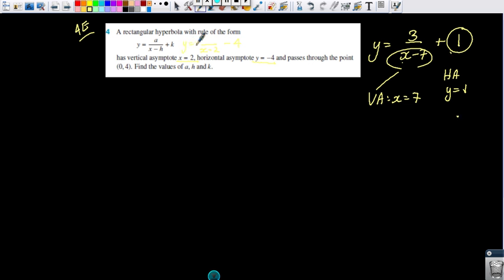And y equals, and we can keep the a. Now when it passes through this point, 0, 4, sub it in. And you'd be left with finding a. Does that make sense?